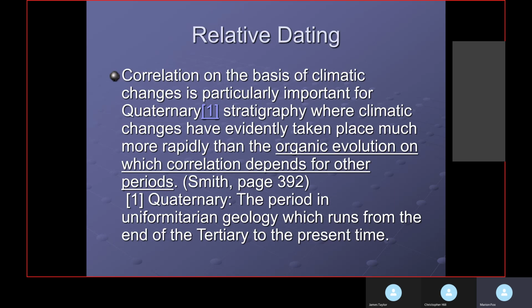So again, you're off only by about a year, but there's an error in the dating with this. And so the quaternary period, back up with the footnote on it, the blue footnote, is a period of uniformitarian geology which runs from the end of the tertiary to the present time. So now what we have here is they're dating it, but they're dating it by uniformitarian geologic assumptions.